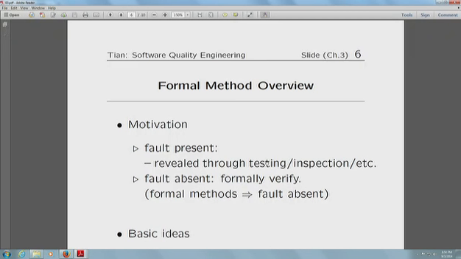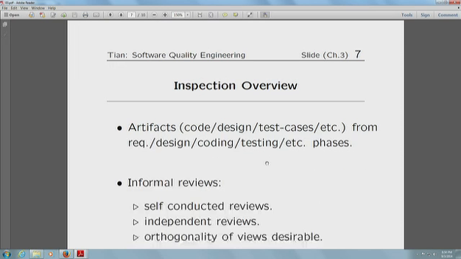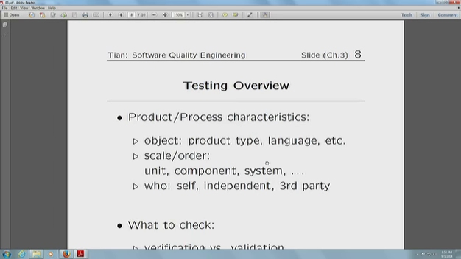I'll skip this one for now and do the inspection first. With the inspection, we mentioned the general idea of inspection. Actually, let's do the testing first because we talked about testing much more. We will talk much more about testing later on. But the main idea of testing is that you are looking at testing as a way to remove defects in the software process.